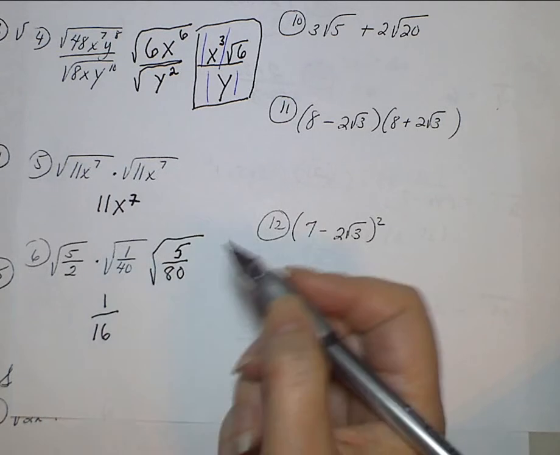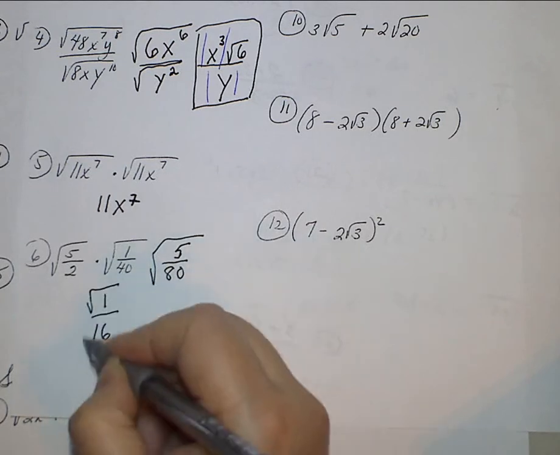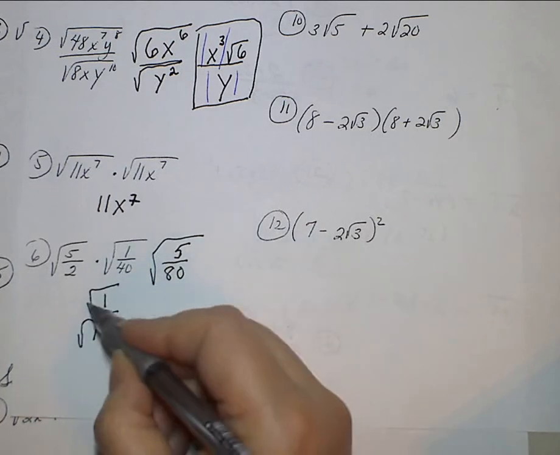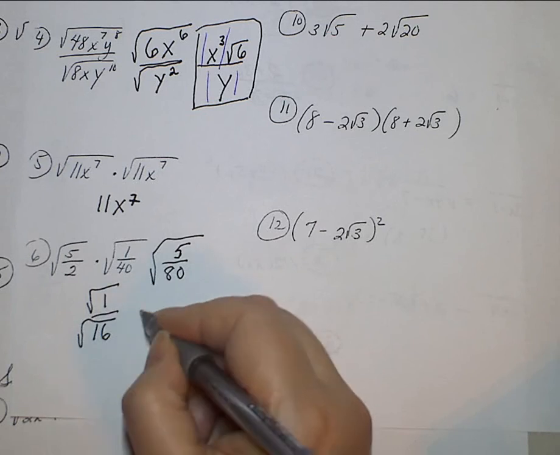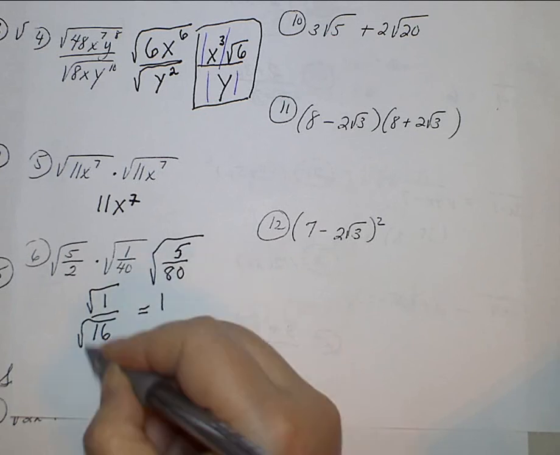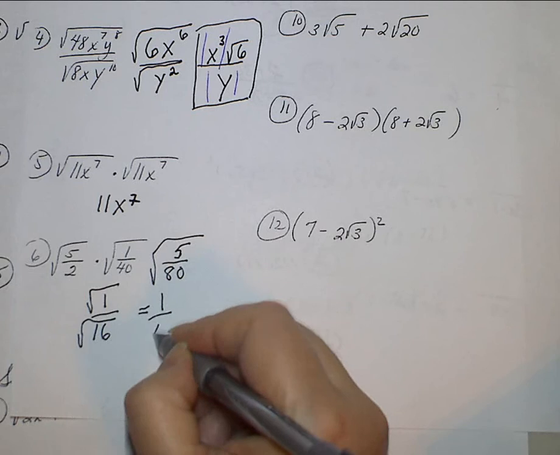And now remember, it's the square root of each one. So the square root of 1 is 1. The square root of 16 is 4.